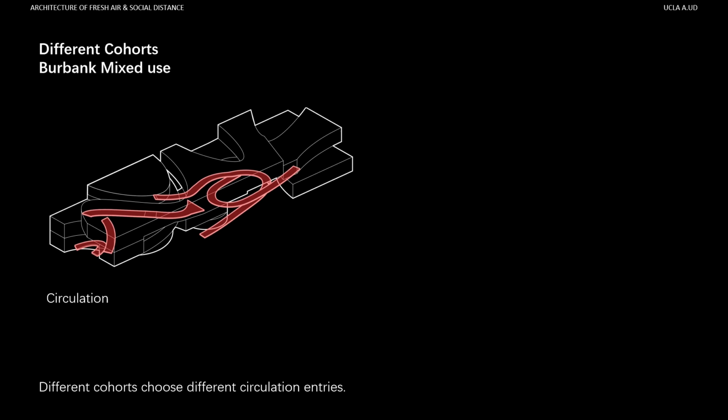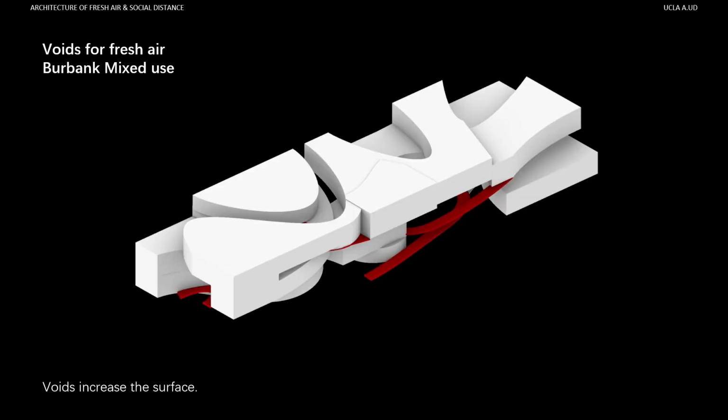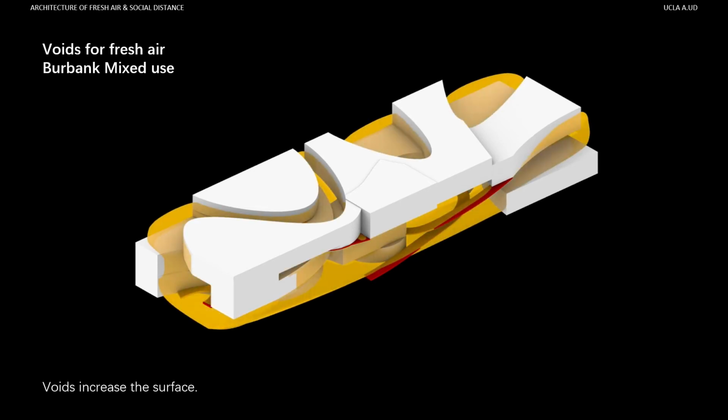Different cohorts will choose different circulation engines. After that, I got the whole volume. The rest spaces are the voids, the yellow ones. The void space increases the surface to access the fresh air, so I opened the main window on this surface.